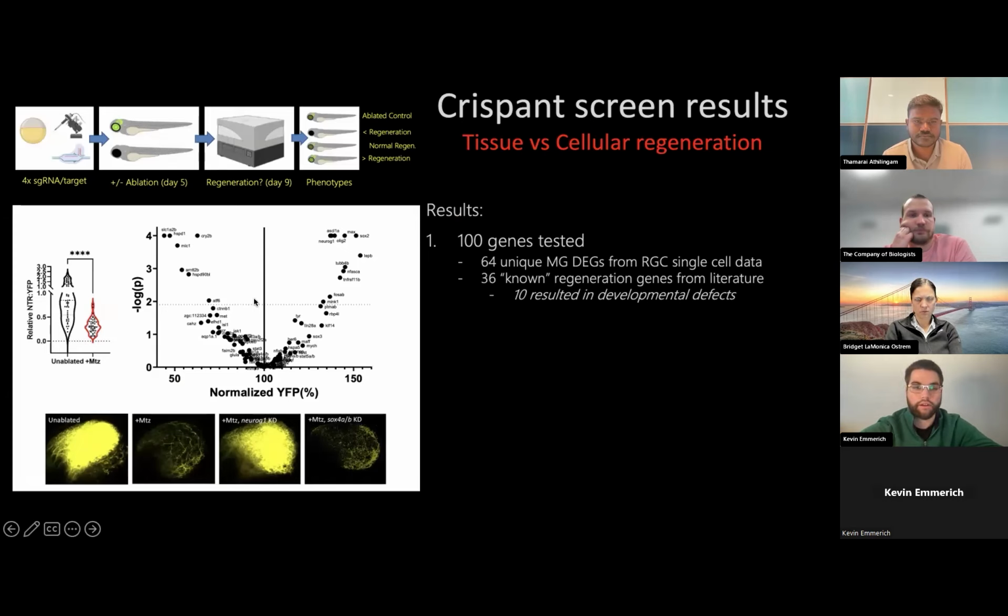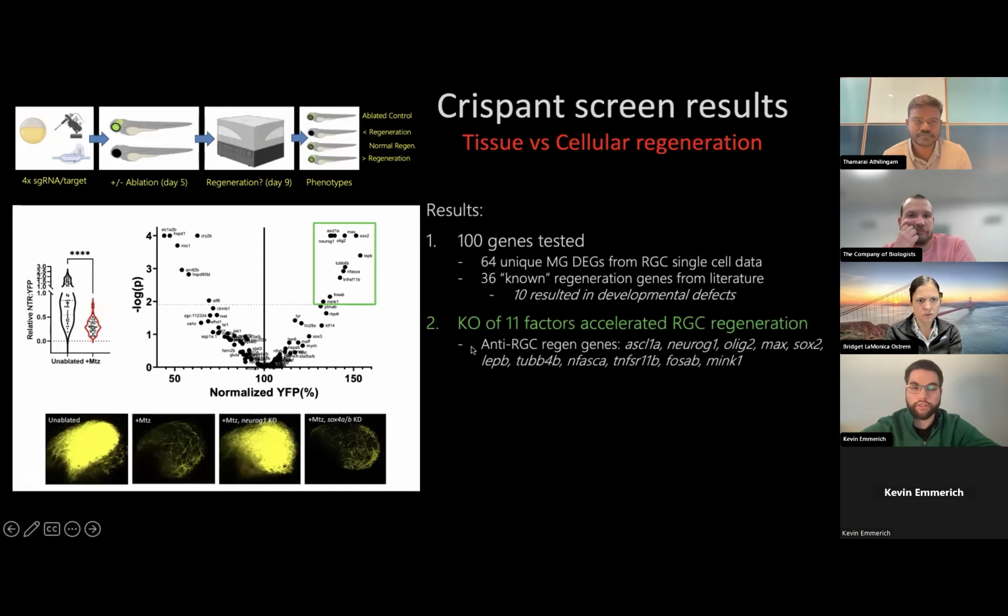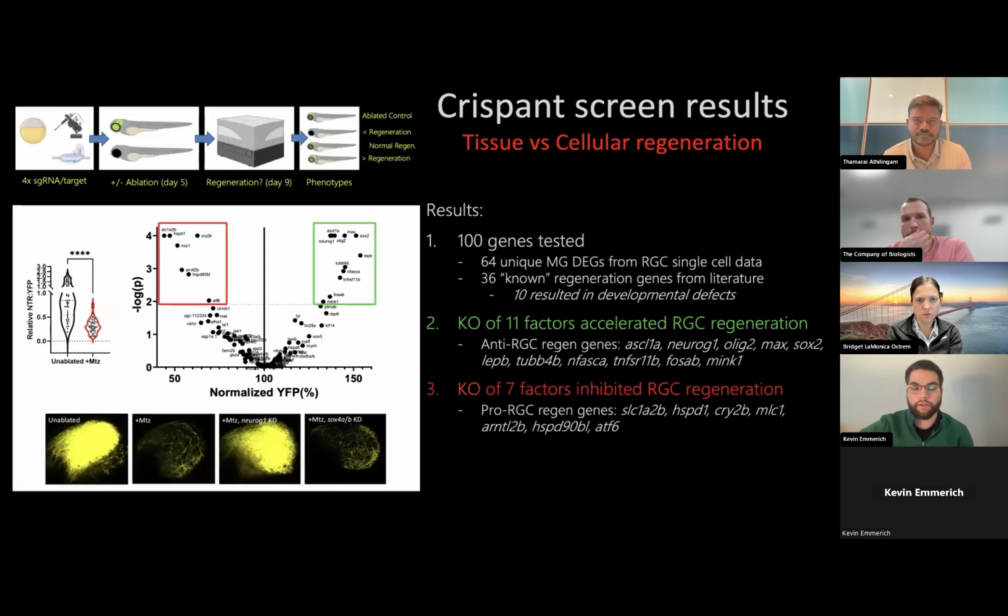And you can see on this large log P and normalized YFP percentage that we have a series of genes in the top right where the knockout led to an increase in YFP percentage normalized to control, indicating better regeneration when these factors were knocked out. We have 7 genes on the left where we had an inhibition of ganglion cell regeneration, indicating that these genes in the normal state are required for this process.